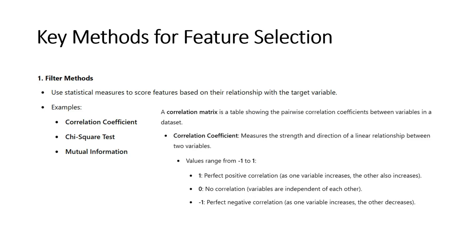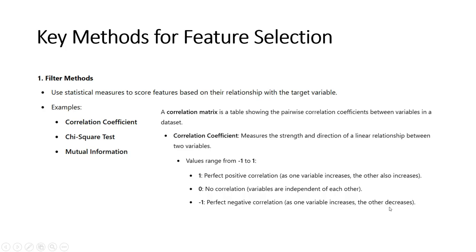The correlation coefficient basically looks at two or more different features. The linear relationship between the features is captured by the correlation coefficient. Its values range from -1 to 1. 1 means perfect positive correlation, meaning as one variable increases the other also increases. If the value is 0, there is no correlation and the variables are independent of each other, and -1 means perfect negative correlation, as one variable increases the other decreases.